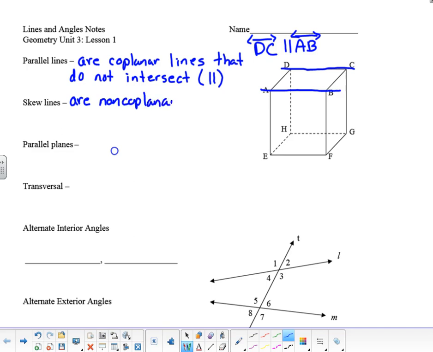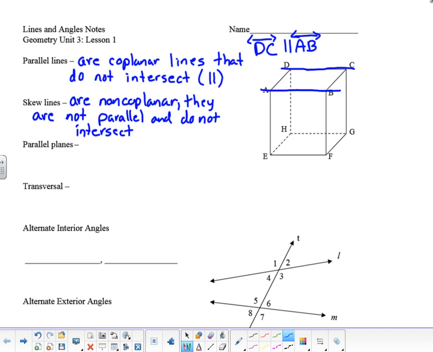So non-coplanar, they are not parallel and they do not intersect. So they're not parallel and do not intersect. This is the reason why in our definition of parallel it's important to include coplanar, because if we just simply said lines that do not intersect, then that would not be sufficient. And let me give you an example.